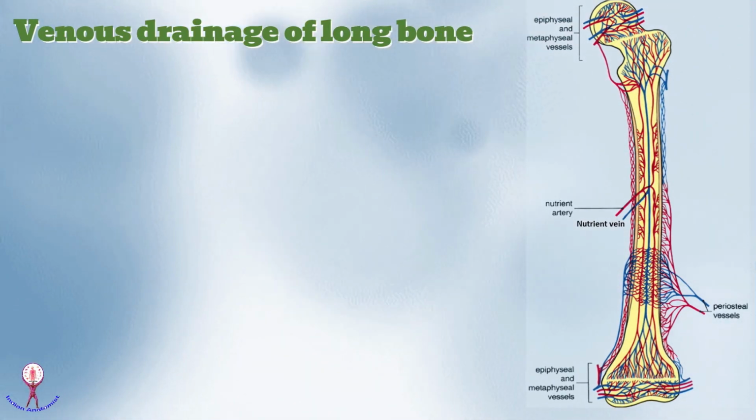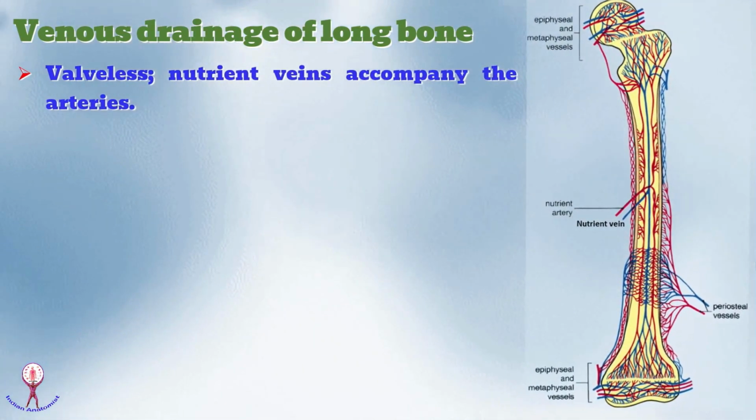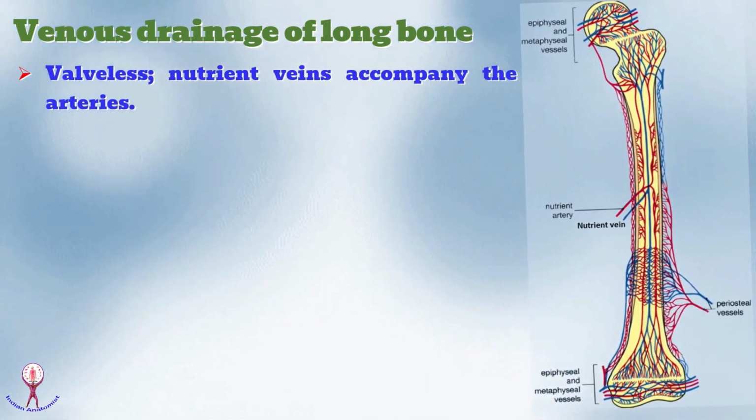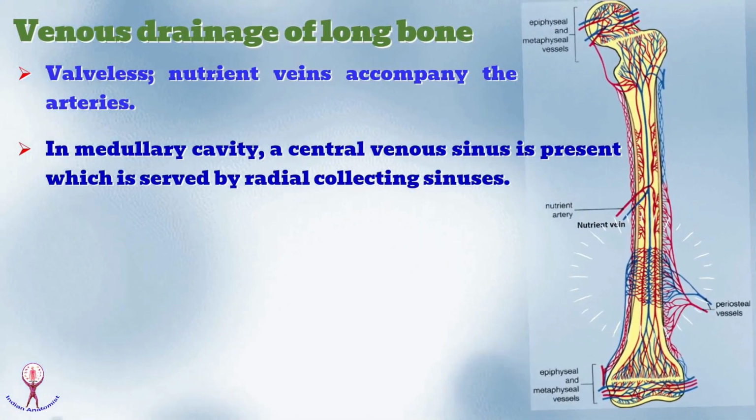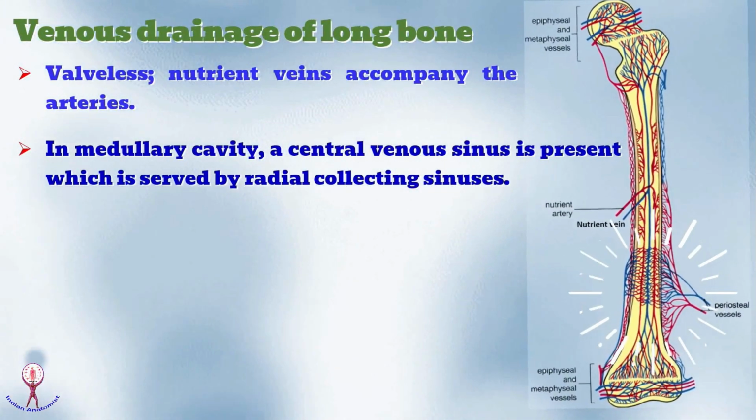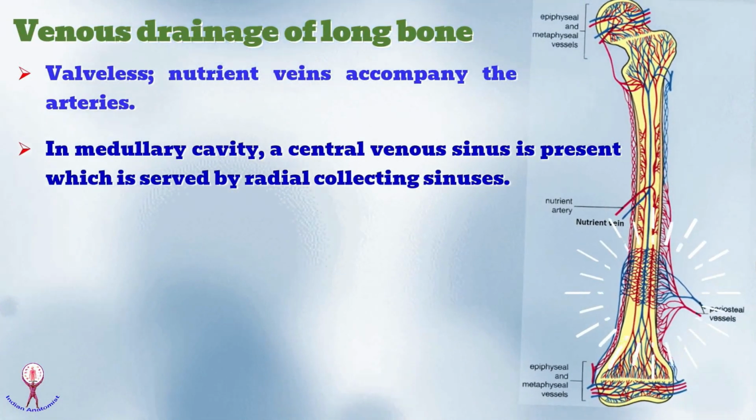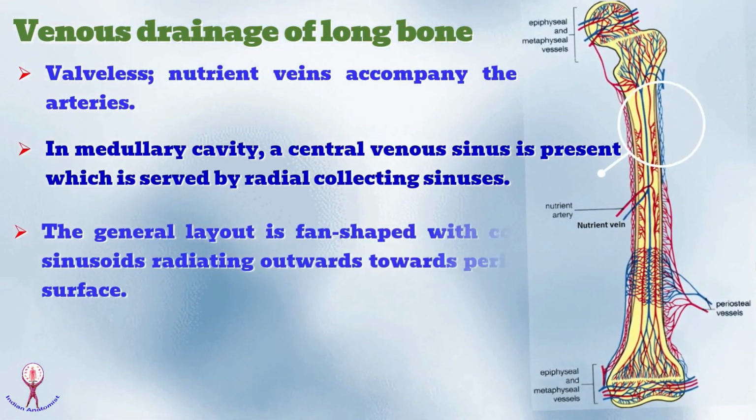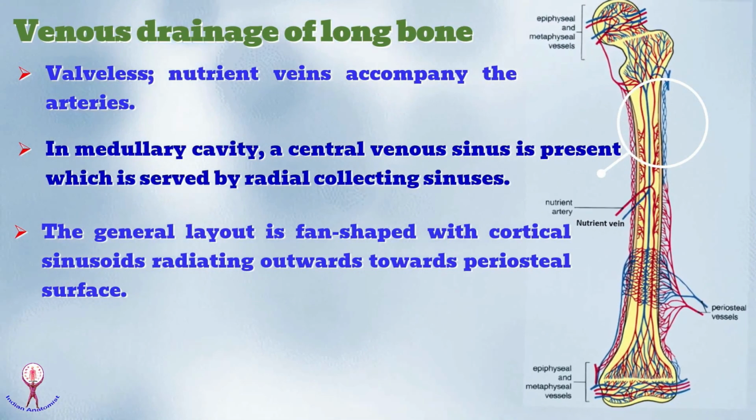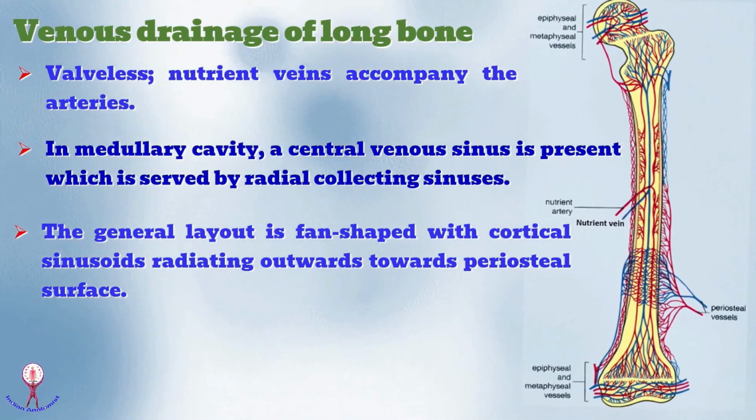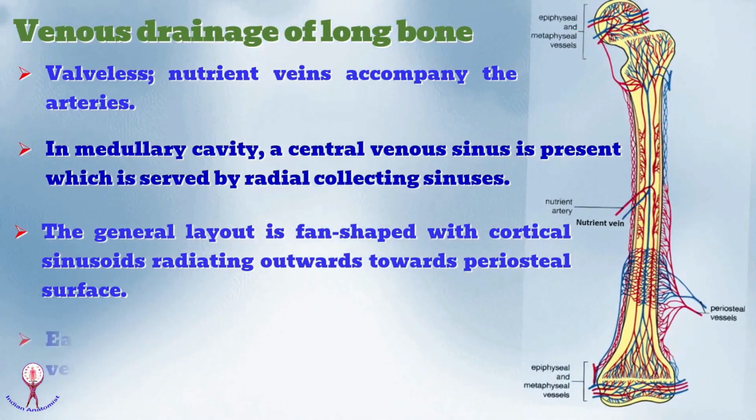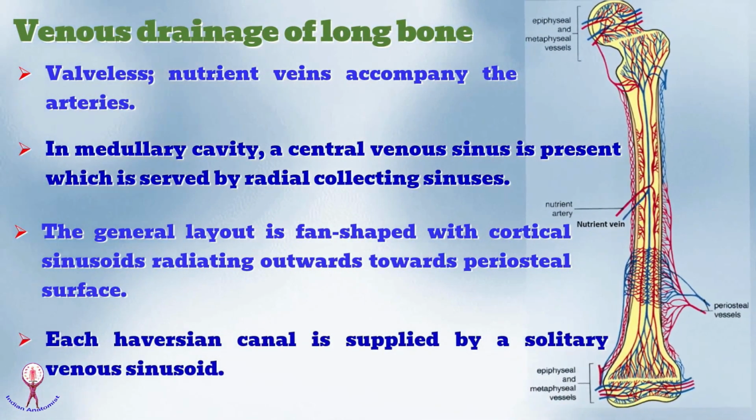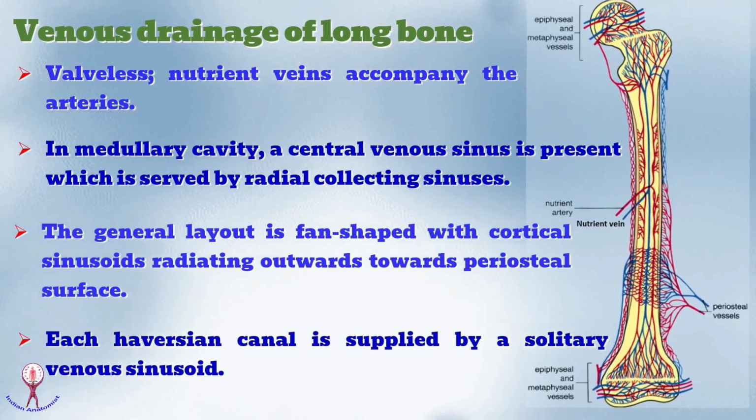Now coming to venous drainage of long bones. These veins are usually valveless, and nutrient veins accompany the arteries. In the medullary cavity, a central venous sinus is present, which is served by radial collecting sinuses. In general, the venous layout is fan-shaped with cortical sinusoids radiating outwards towards the periosteal surface. Each Haversian canal is supplied by a solitary venous sinusoid.